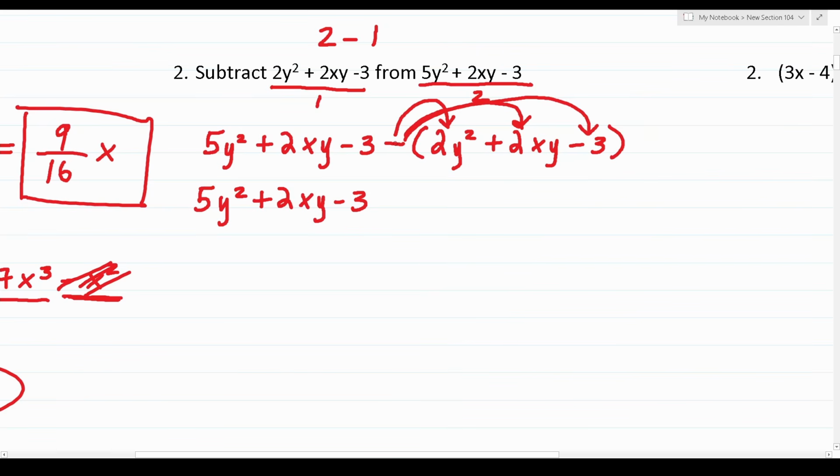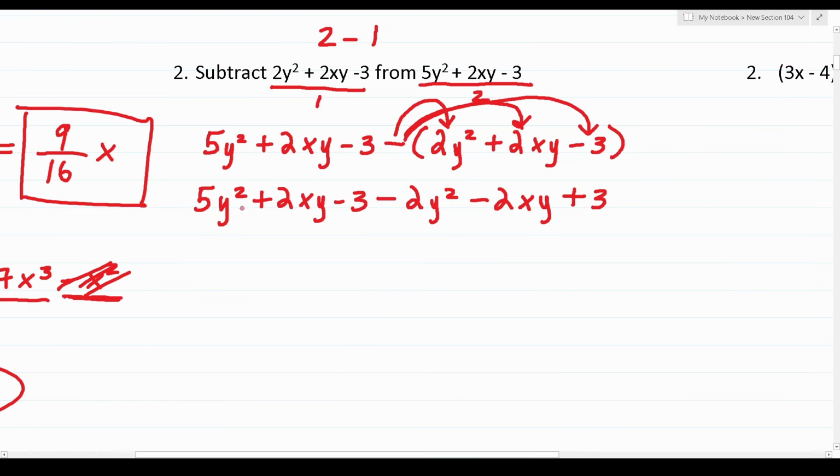Now let's distribute this negative. Negative times positive 2y squared. A negative times a positive is a negative, so this becomes minus 2y squared. A negative times a positive 2xy is going to be negative 2xy. And finally, we have a negative times a negative 3. A negative times a negative is going to be positive, so that's going to be positive 3.